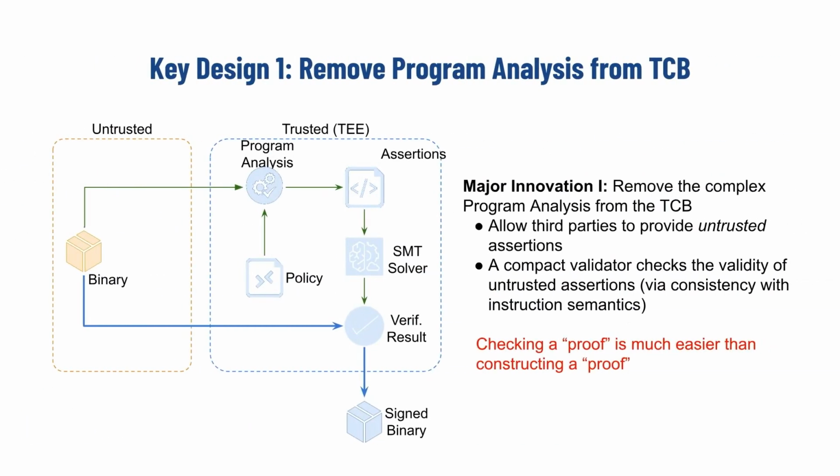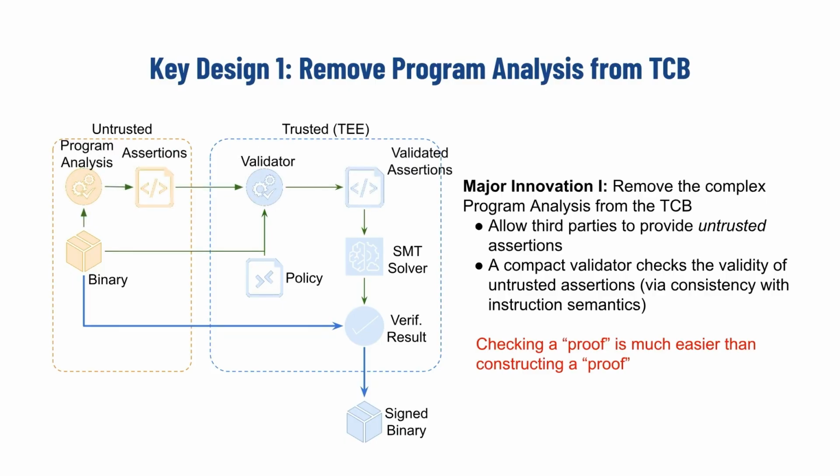Our first key design principle in Agora is to move the complex program analysis out of the TCB. Instead of trusting the analysis, we treat its output, that is, a set of assertions, as untrusted. We then use a much smaller trusted validator to check these assertions. The core idea here is that verifying a proof is significantly easier than generating it. This allows us to leverage powerful, untrusted analyses without expanding our trust base.